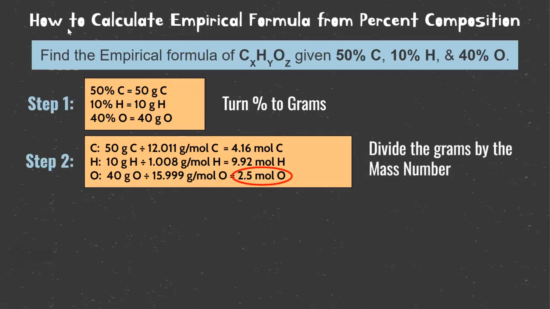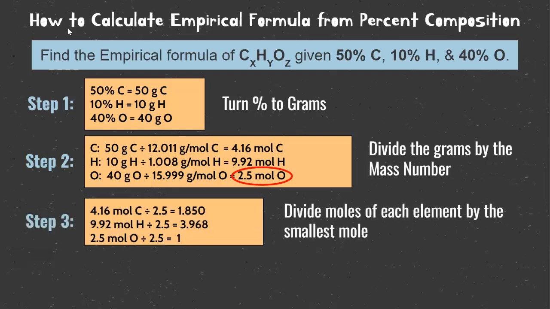Once you have your totals, you choose the smallest answer. So the smallest answer would be the 2.5 moles of O. Now you divide the moles of each element, so your answers from step 2, by the smallest moles. So take the answer for C, which is the 4.16, divide it by the smallest, which is 2.5, and you get 1.850. 9.92 moles of H divided by the 2.5, and we get the 3.968. 2.5 moles of O divided by 2.5 gives us 1.